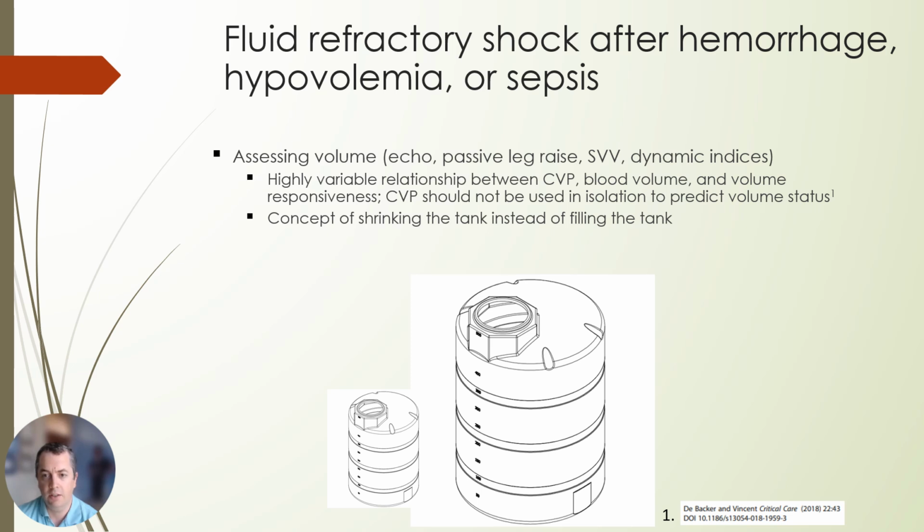How to assess volume. So we talked earlier about some of these techniques: passive leg raise, echo, stroke volume variation, aortic flow velocity integral. There's a highly variable relationship between central venous pressure, blood volume, and volume responsiveness, and so CVP alone should not be used in isolation to predict volume status.